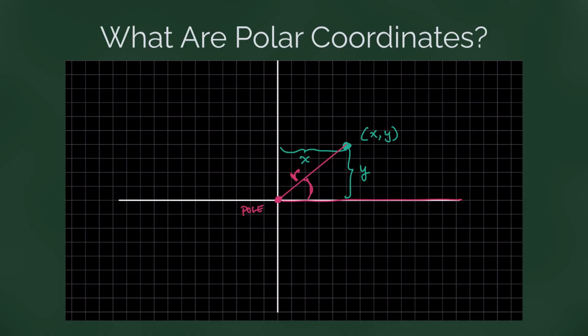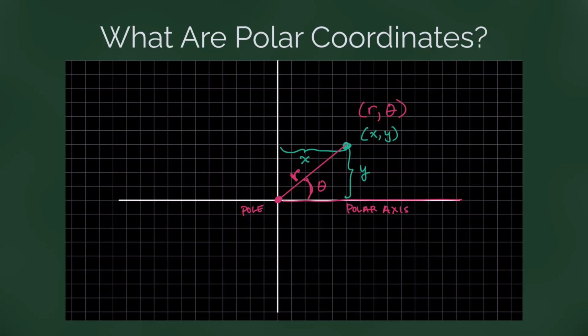We're going to call the positive x-axis the polar axis. And we'll call the angle between our segment r and the polar axis theta. Then any point in the plane can be uniquely identified by its distance from the pole and its angle with the polar axis, and we can write its coordinates as (r, theta).